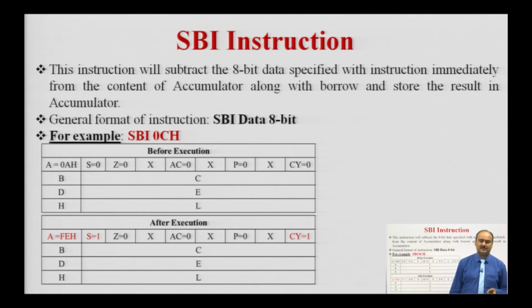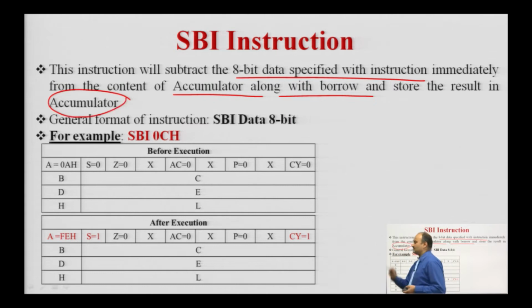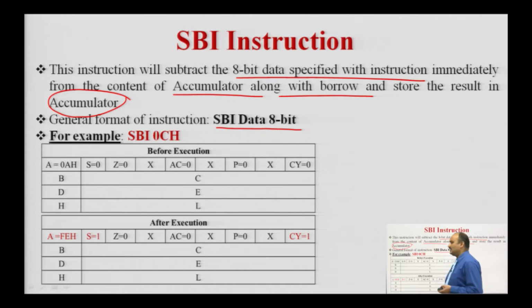Next instruction is the SBI instruction. This instruction will subtract the 8 bit data specified with the instruction immediately from the content of accumulator along with the borrow flag, and store the result of operation into the accumulator register. So, this instruction will subtract the specified data from the content of the accumulator along with the borrow flag, and the result of operation is stored back into the accumulator.